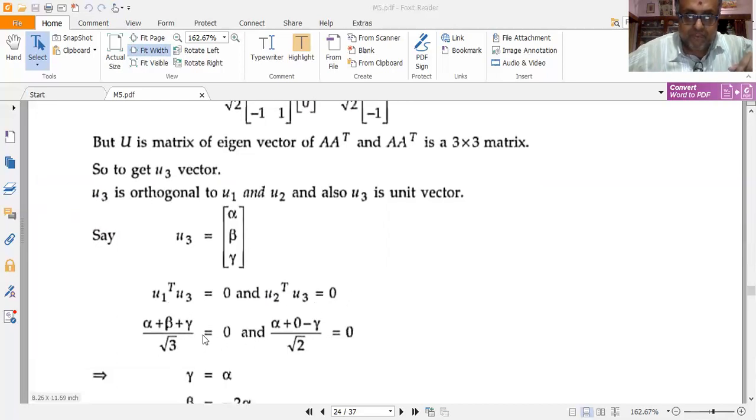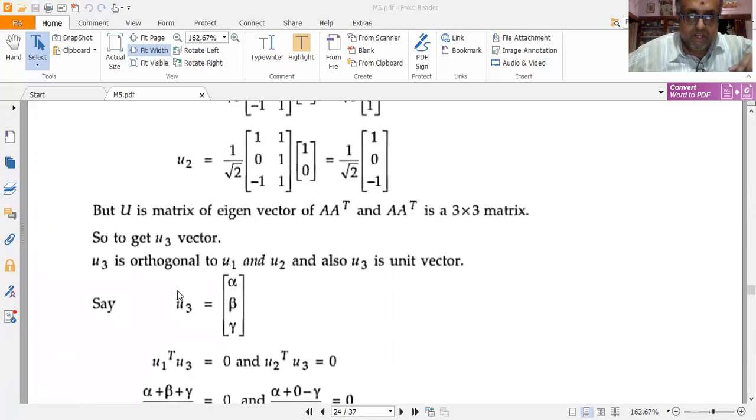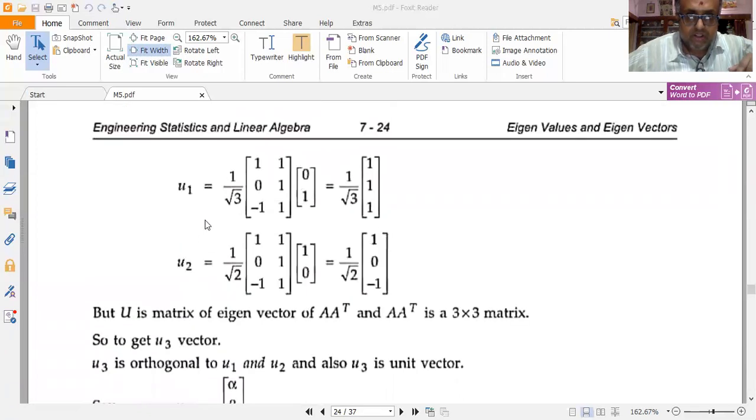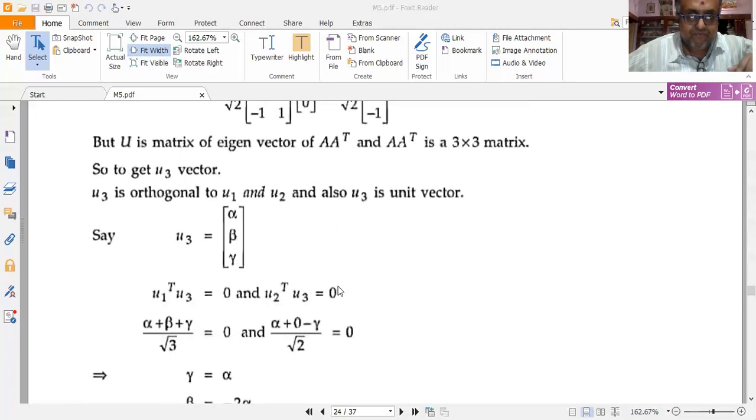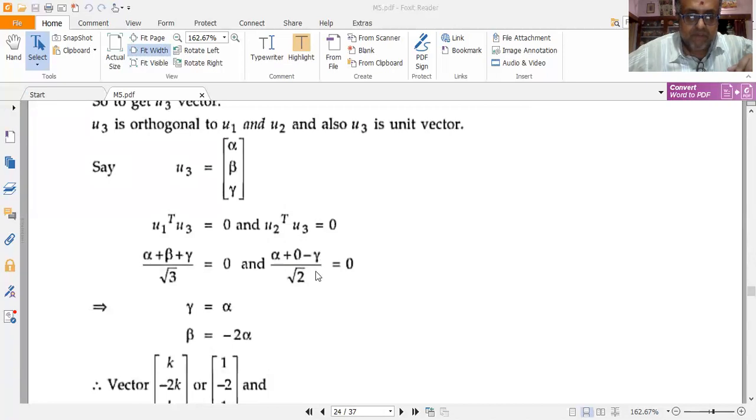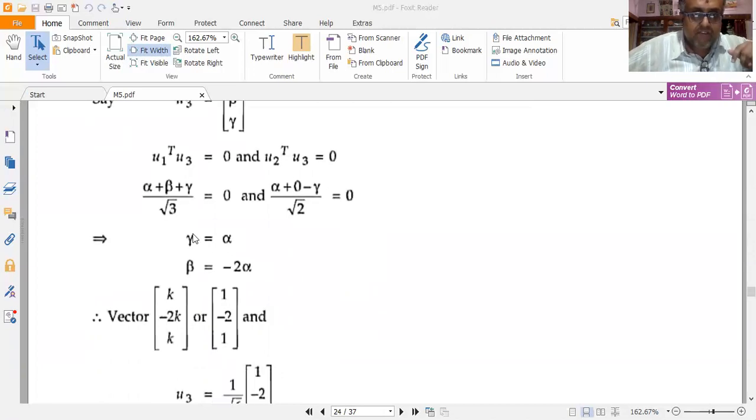Now multiply U1 transpose into U3. So U1 is given by 1 by root 3. U1 transpose into U3, if I multiply this, I get alpha plus beta plus gamma by root 3 is equal to 0. Similarly, if I multiply U2 transpose into U3 is equal to 0, I get alpha plus 0 minus gamma by root 2 is equal to 0.